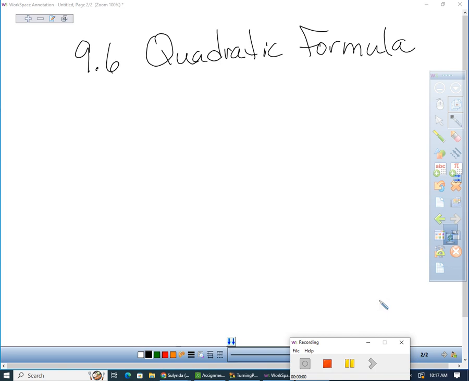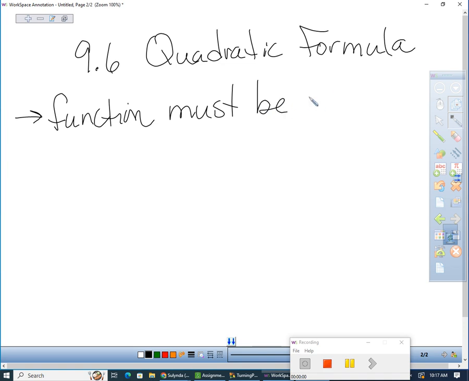So today we are going to learn the quadratic formula. Now the quadratic formula is our fifth and final method we are going to use. For this method, your quadratic function must be in standard form and set equal to 0.